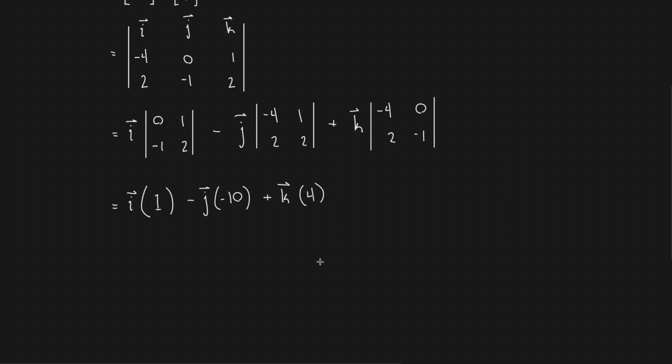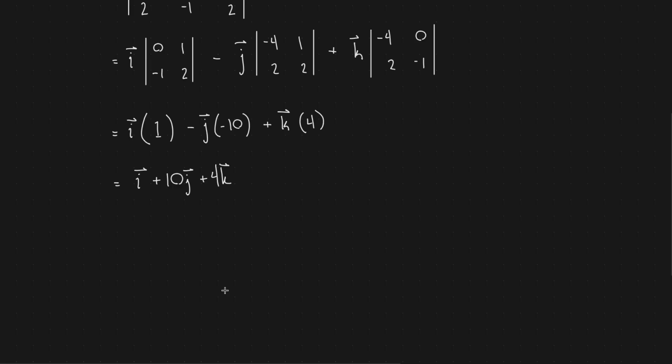Okay. Now it looks a little funny because we've put the scalars after the vector, so I'm just going to rearrange it so that the scalar is in front of the vector as usual. So I get 1 times i, minus j times -10, that becomes plus 10j because of the double negative, it's positive now. And then plus k times 4, that's plus 4k.